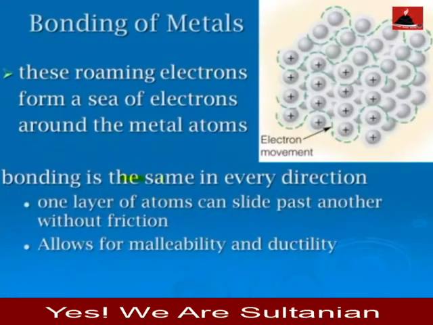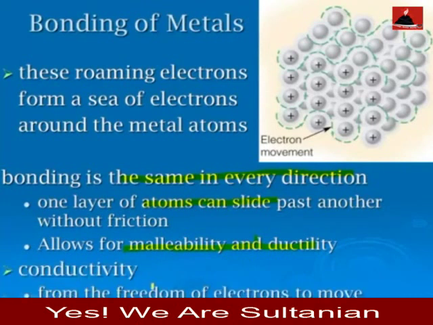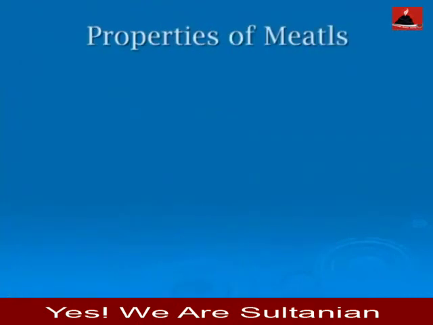Roaming electrons form a sea. The bonding is essentially the same in every direction. We also refer to this as being delocalized, meaning that the electrons aren't necessarily assigned to one particular atom. And one layer of atoms can slide past one another without friction. And this allows for things like malleability as well as ductility. And conductivity.